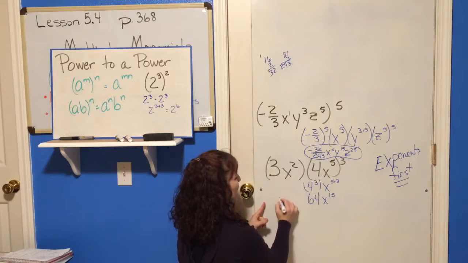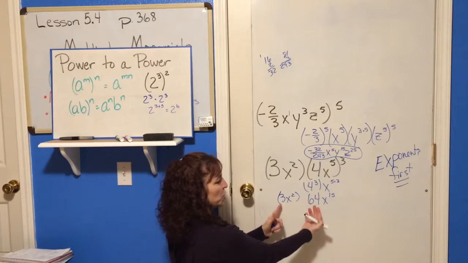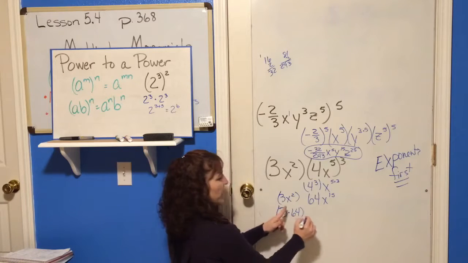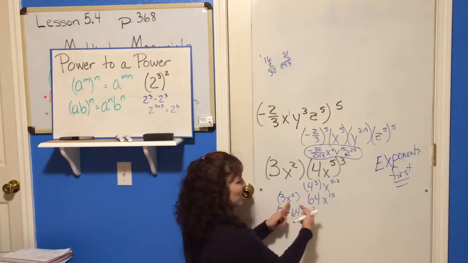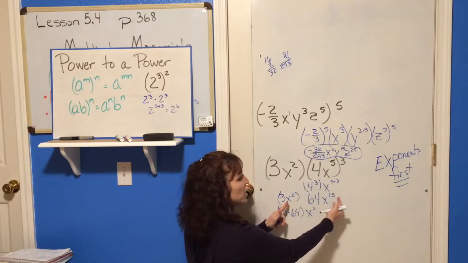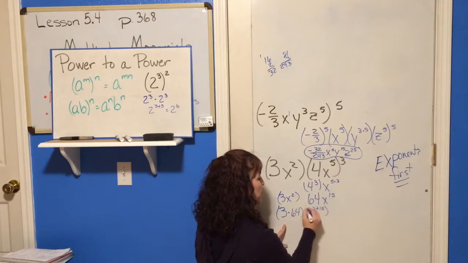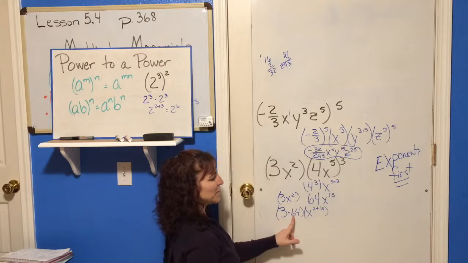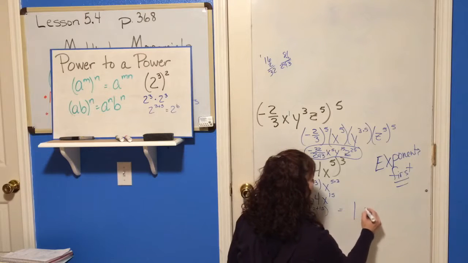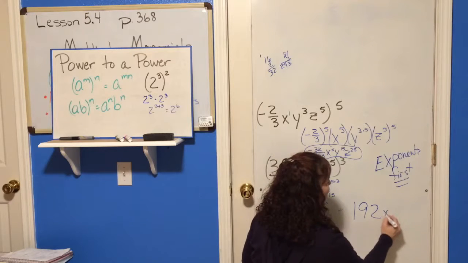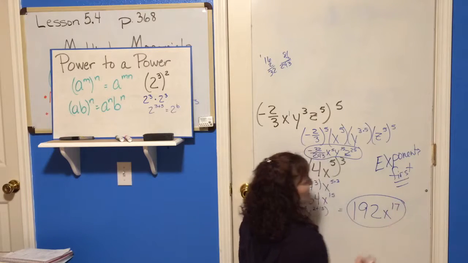So bring down what you had here. Don't lose it. Now you're simply going to multiply your coefficients. 3 times 64 and x squared. Now be careful, because now we're multiplying x squared times x to the 15th. So now this is where we take the 2 plus the 15. So 3 times 64 is 192. And x to the 2 plus 15 is x to the 17th power.